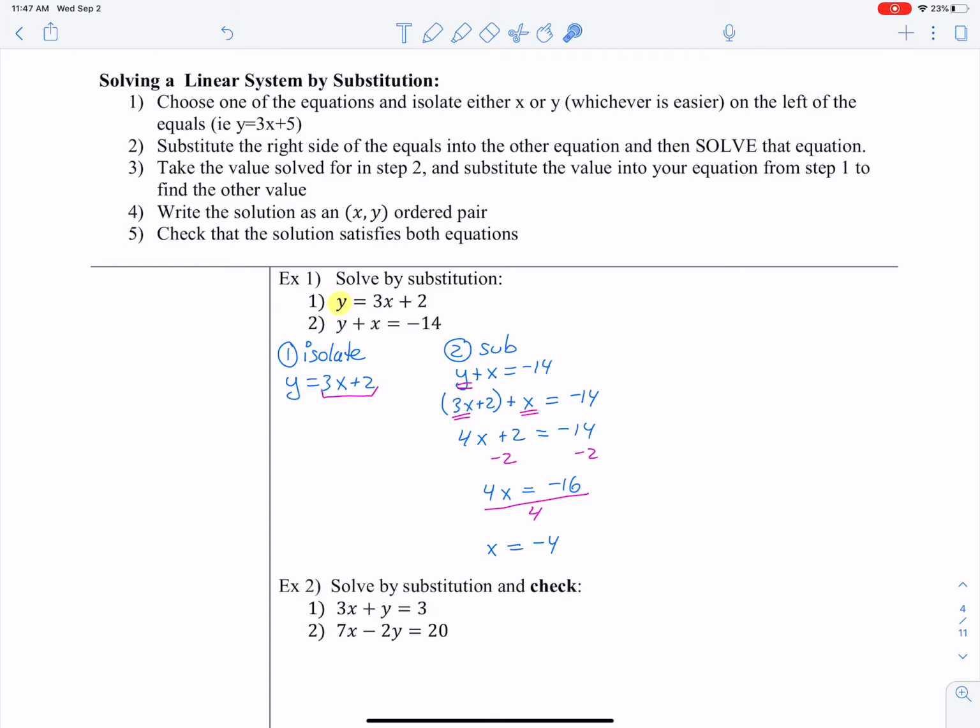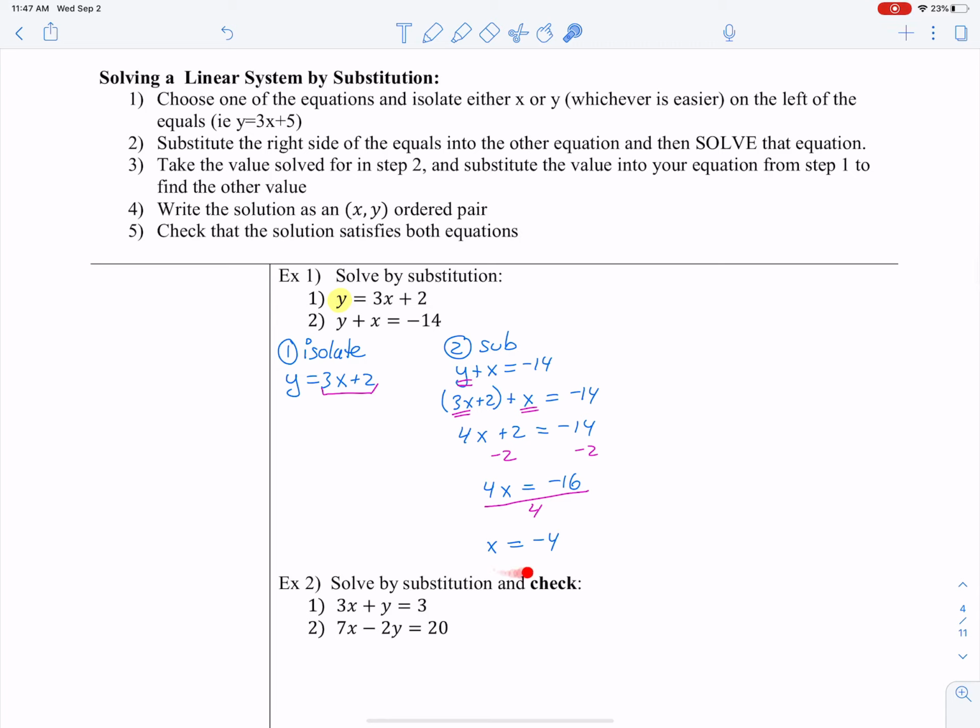So then our next step is to take the value solved for in step 2. So that's this right here, this value, and substitute that into your equation from step 1 to find the other value. So we're going to take this isolated form here, and we're going to put the x here. So we're going to do step 3, which is solve. So we're going to take our equation there, y is equal to 3x plus 2. And instead of the x, we're going to open up our bracket and we're going to write the minus 4. So that minus 4 is coming from here. So this is going right into here.